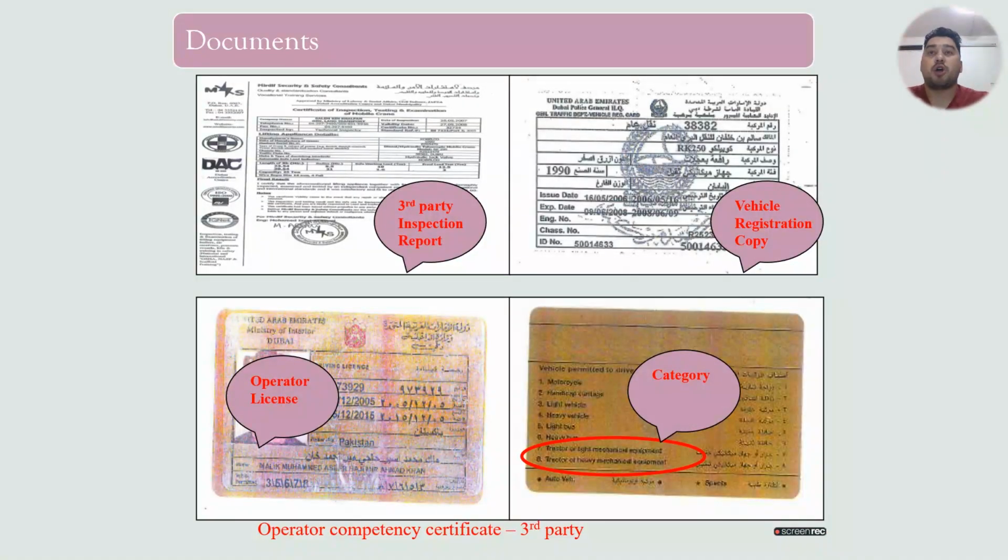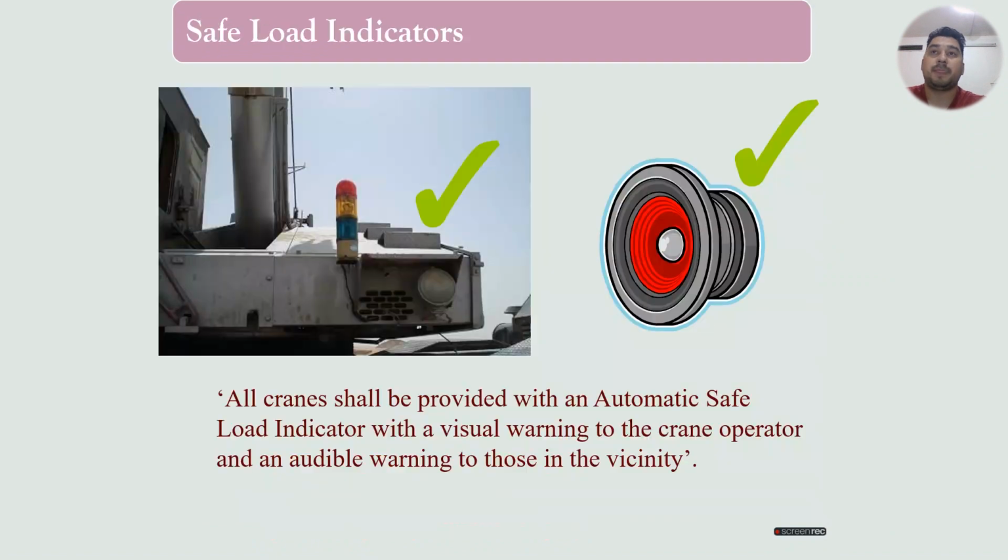When you are checking the documents, what do you have to check? You have to check the third-party inspection report, vehicle registration copy, and the license of the operator, the person who's going to use the crane and lift the load. The license should be there. And the category also you need to check. What is the category of that licensed operator? Whether the operator is certified to use that crane or not. Operator competence certificate, third-party certificate. So that should be there.